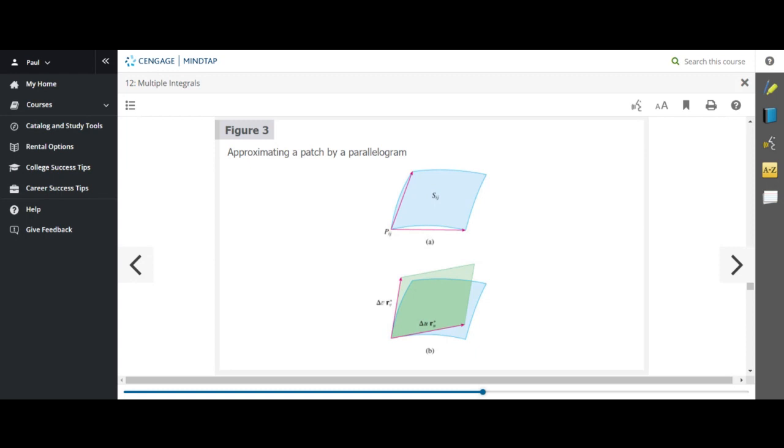You see that? In the beginning, those two tangent vectors, the parallelogram in the beginning approximates the surface area of the patch well, but then it gets worse as you move away from the corner point. Do you see that in figure B? Do you see what I'm talking about?